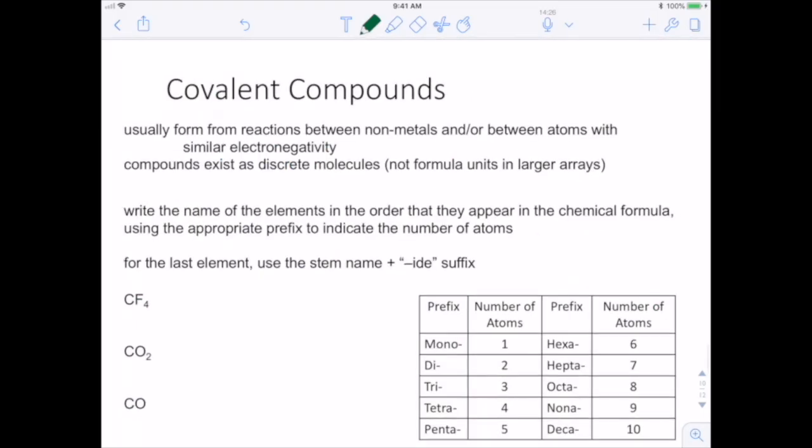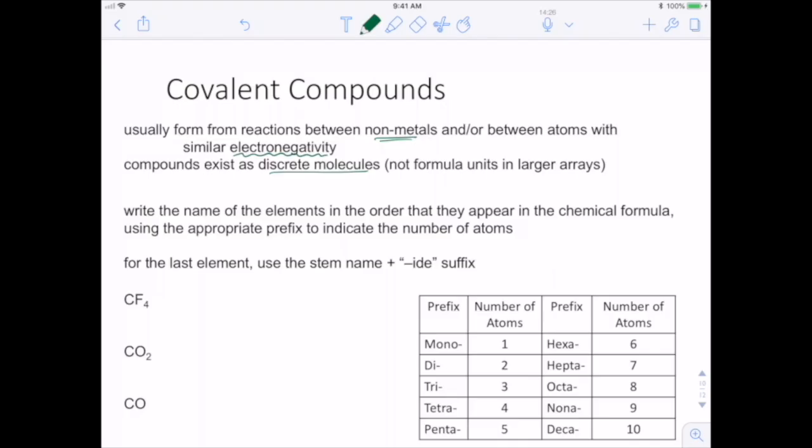All right, so that was all about ionic compounds. Let's talk a little bit about covalent compounds. When you form covalent compounds, they usually form from reactions between nonmetals and/or between atoms that have similar electronegativity, and we'll be talking about electronegativity soon as well. Now, unlike the ionic compounds that exist in formula units that are in much larger arrays, a covalent compound exists as a discrete molecule.